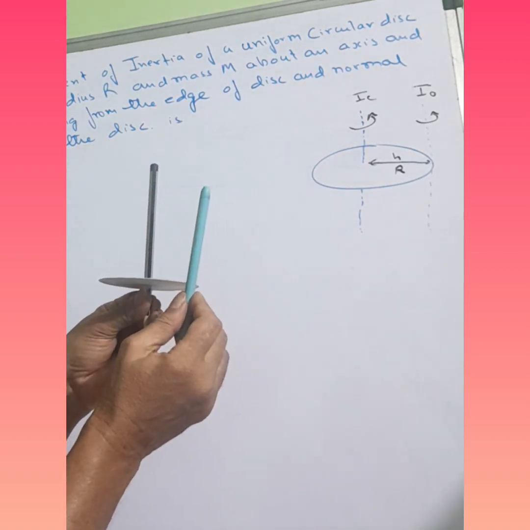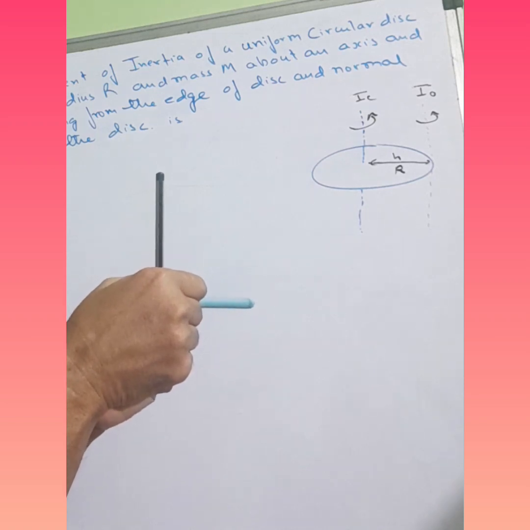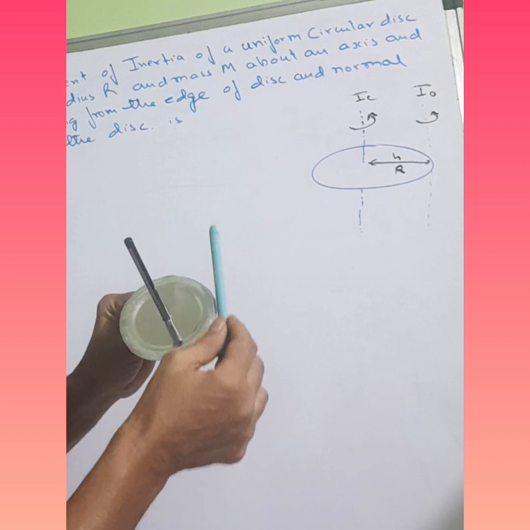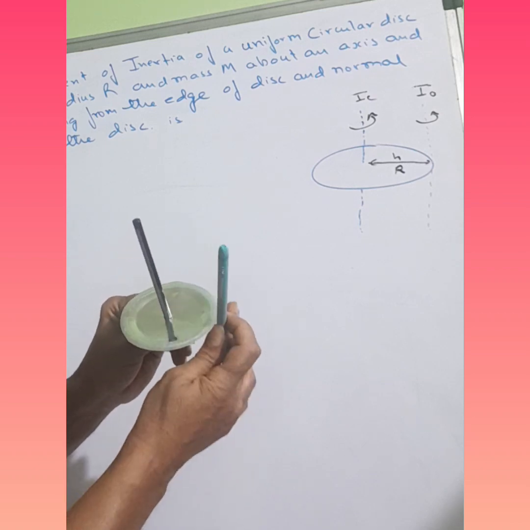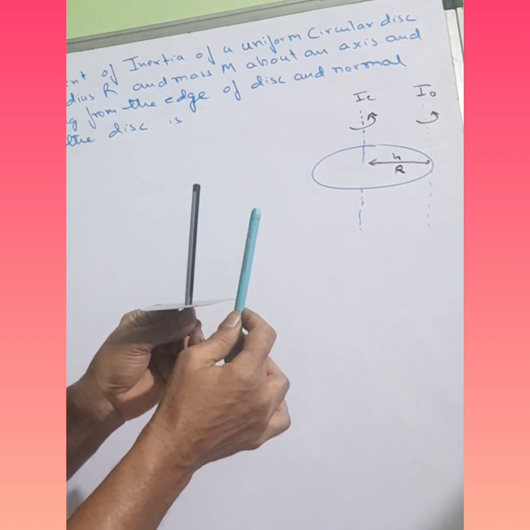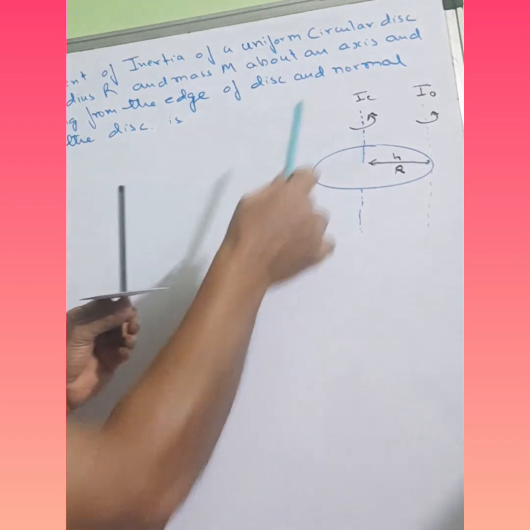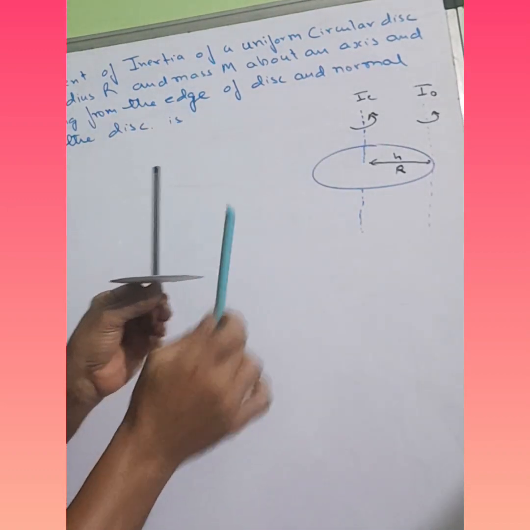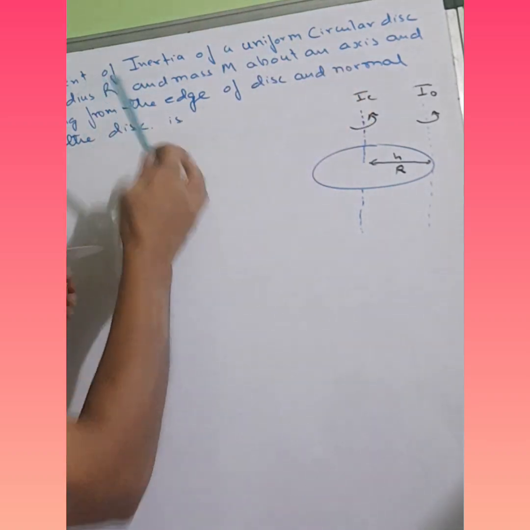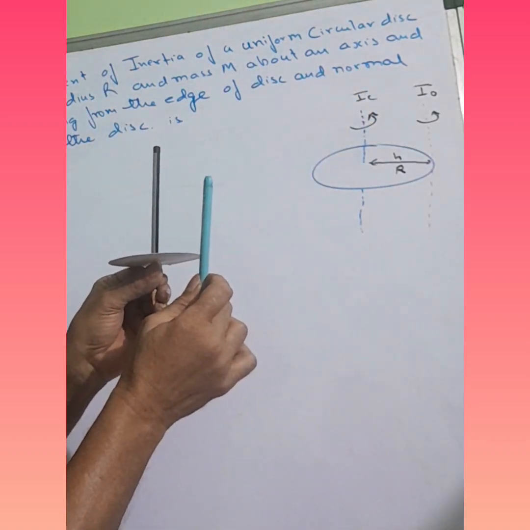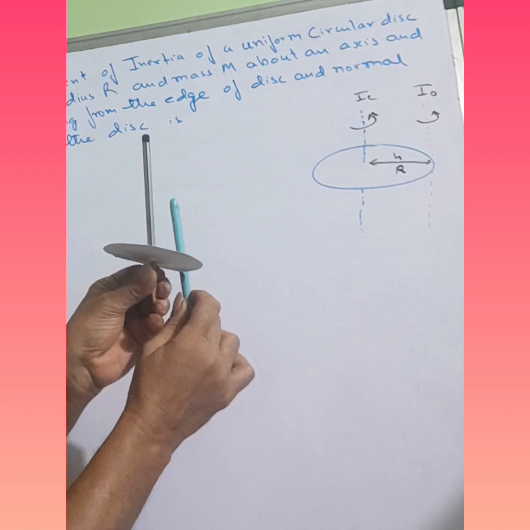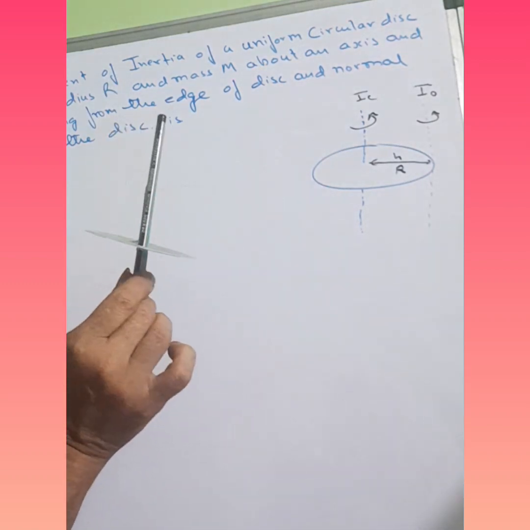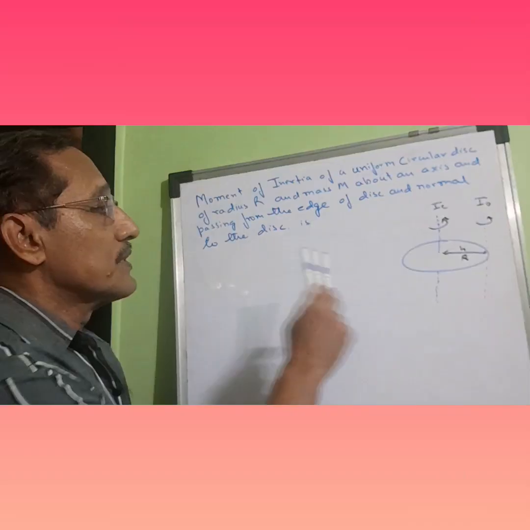So normal, I can find it like this also, which we would call tangential. If I rotate it like this, it would be tangential, but if I do it like this, it would be normal. So what they want is from the edge of the disk and normal to the disk. So it is rotating like this. This is what we want to find out.